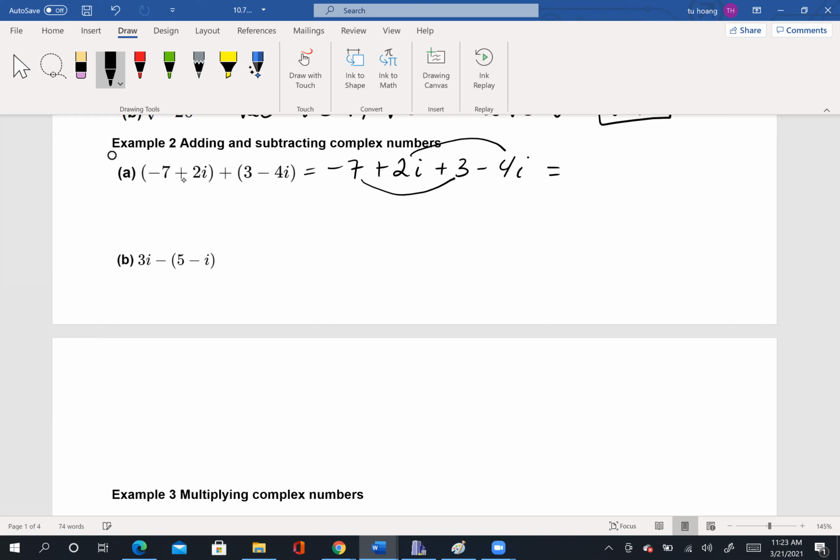So negative 7 plus 3, and then I add 2i minus 4i. So the answer should be: negative 7 plus 3 is negative 4. And then the imaginary is 2i minus 4i, which gives me minus 2i, and that should be the answer for this problem, right?